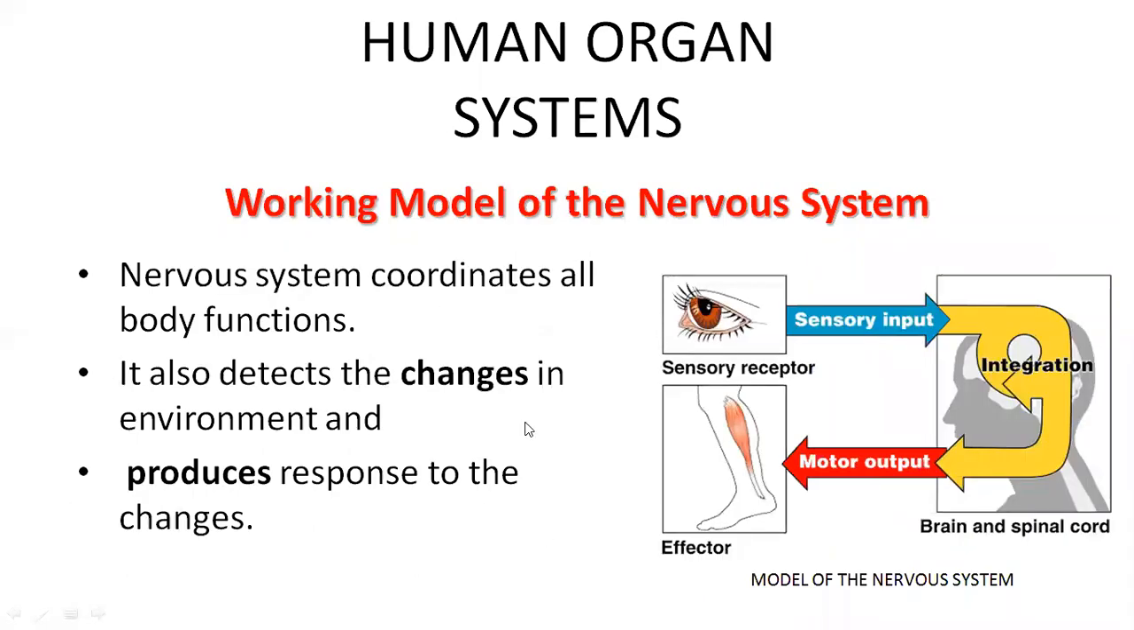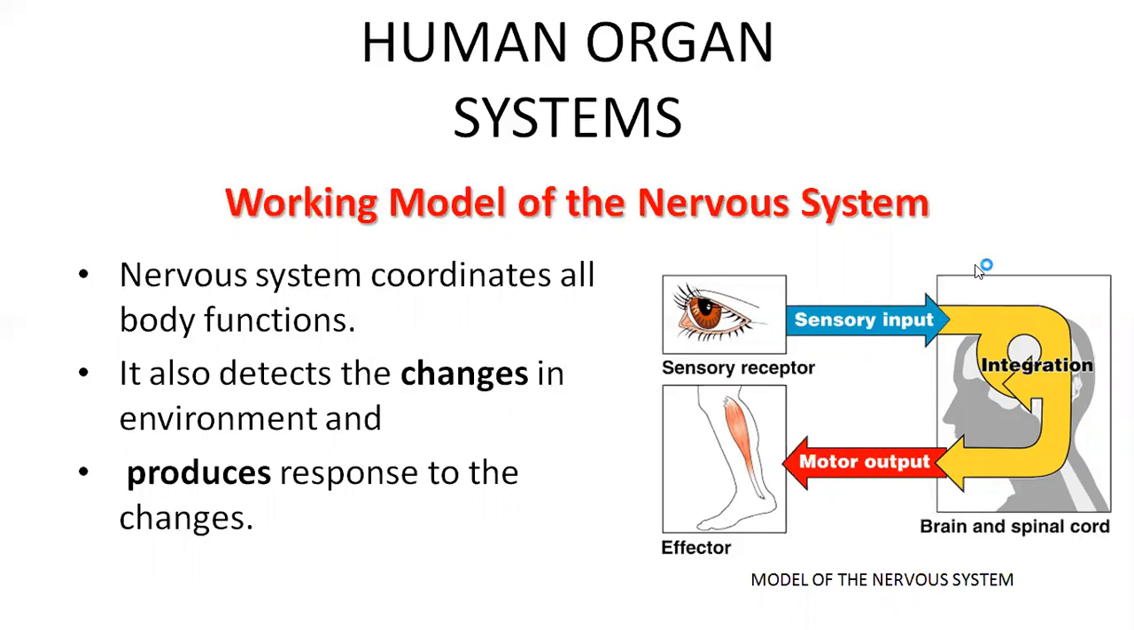Okay, the second topic of today's lesson is working model of nervous system. That means how our nervous system functions to coordinate our body activities. As you all know, nervous system is actually involved in coordinating our body functions. How does it coordinate our body activities? Simply it detects the changes present in our environment, and not only does it detect changes, but it produces a response which we call action.